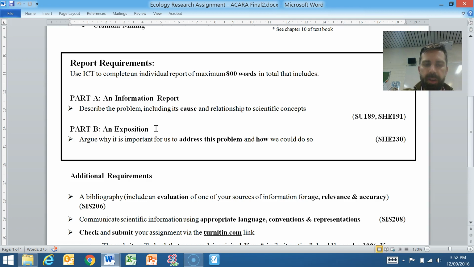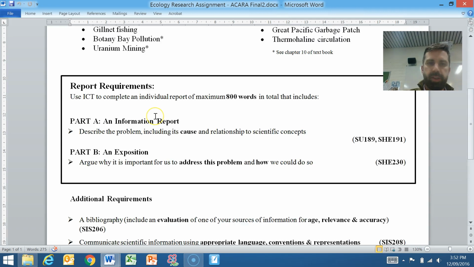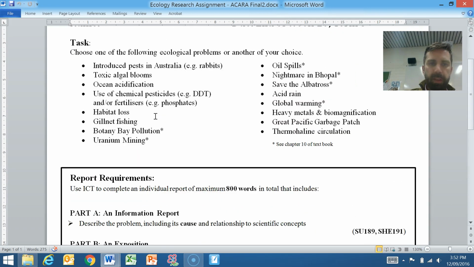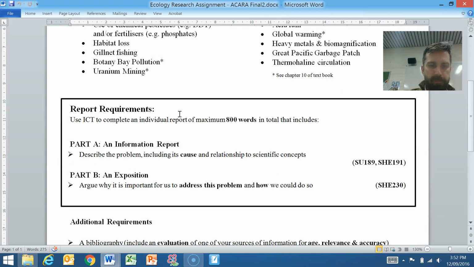So the first half of the assignment is sort of scientific and you're just giving information. The second half, you're getting passionate and fired up and making an argument. So it's worth choosing a topic that you're happy to argue for. Choose something that makes you interested and makes you feel passionate.